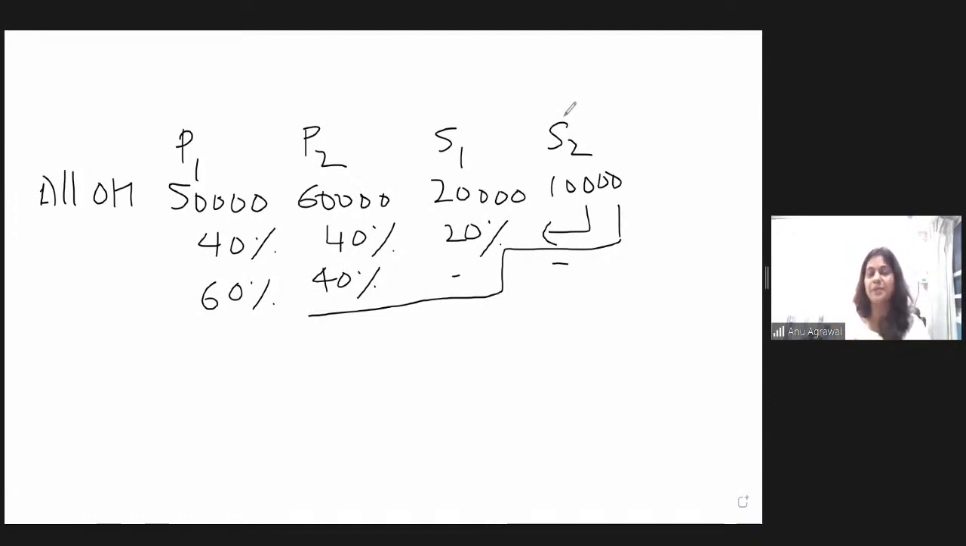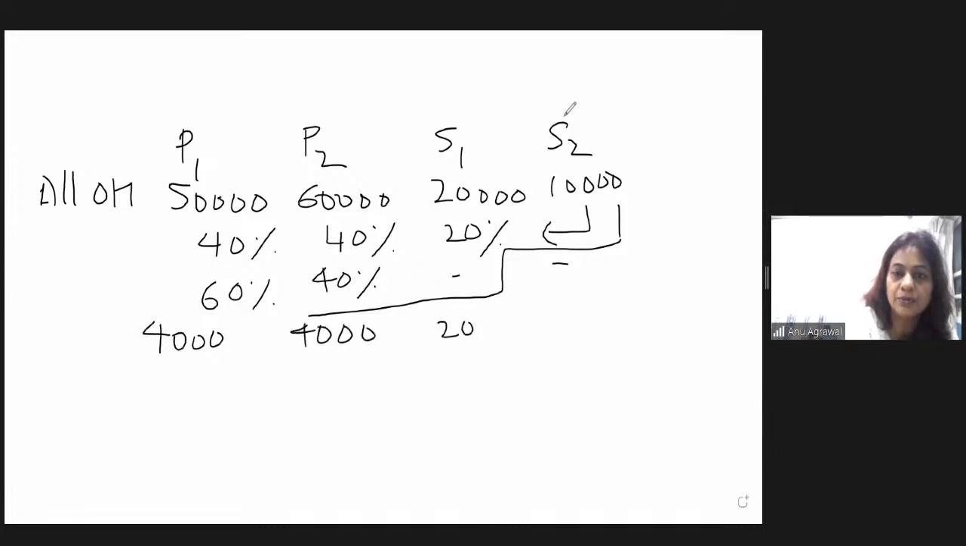So there is a ladder being formed. This is known as step ladder. So I divide the expenditure of S2. When I divide it, it will be 4,000, 4,000, and 2,000. And this becomes 0.